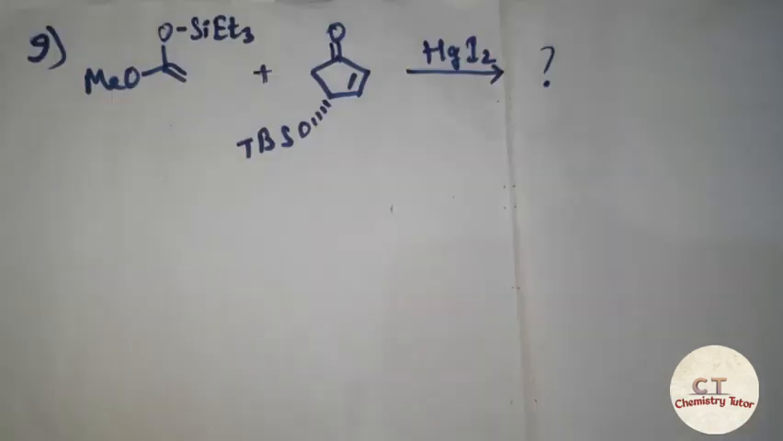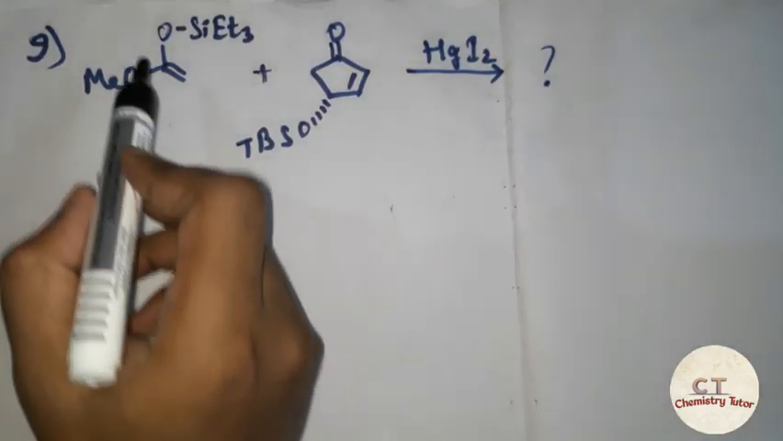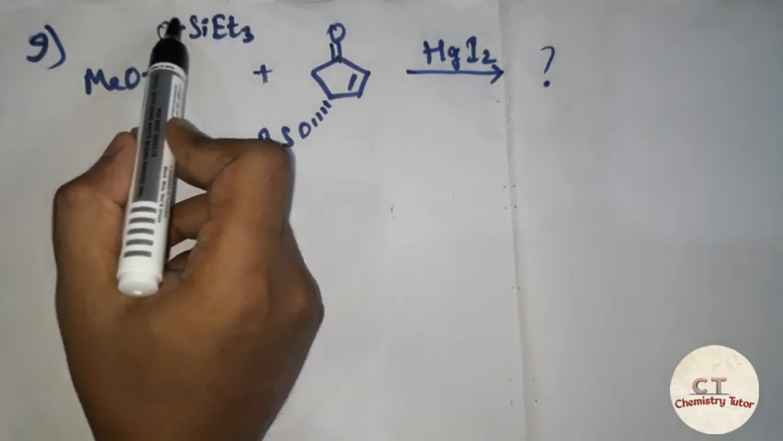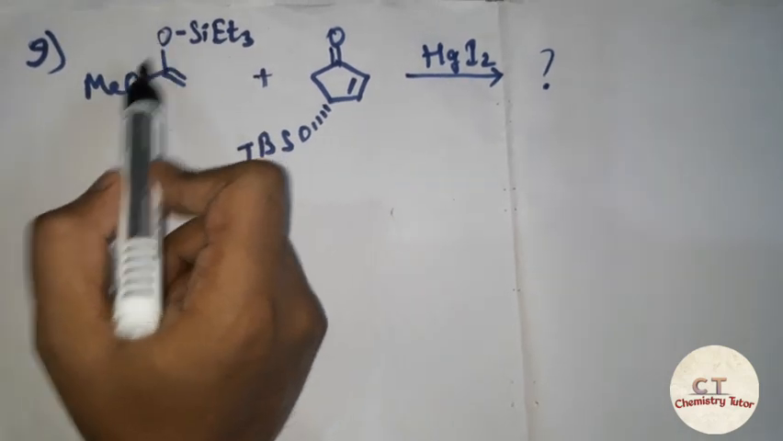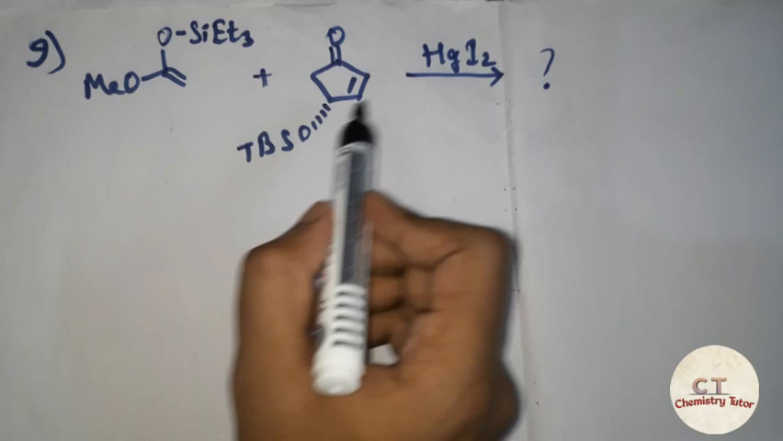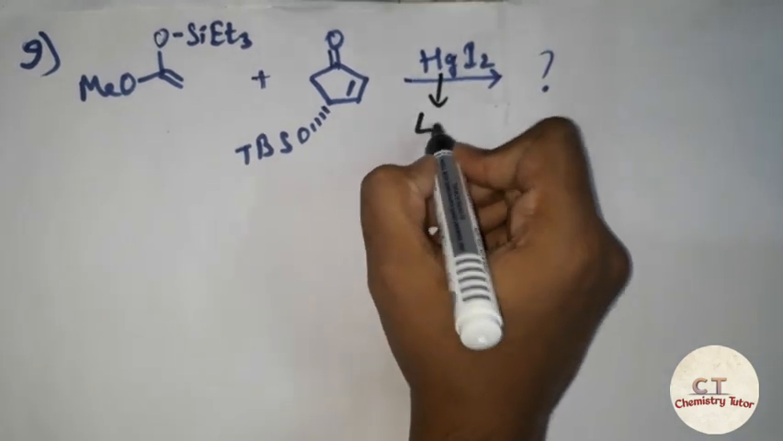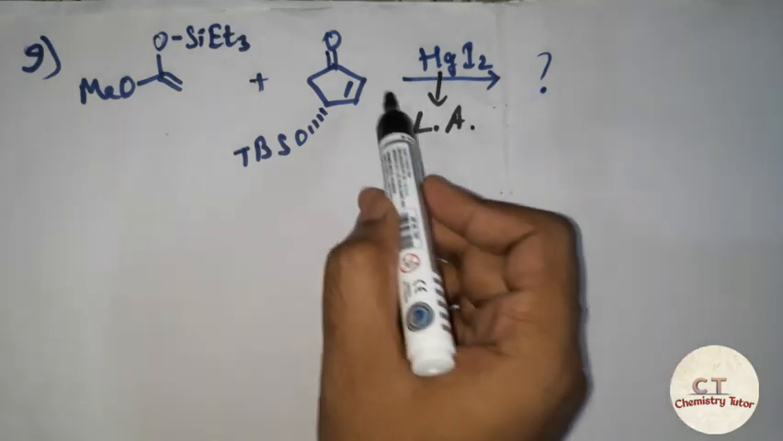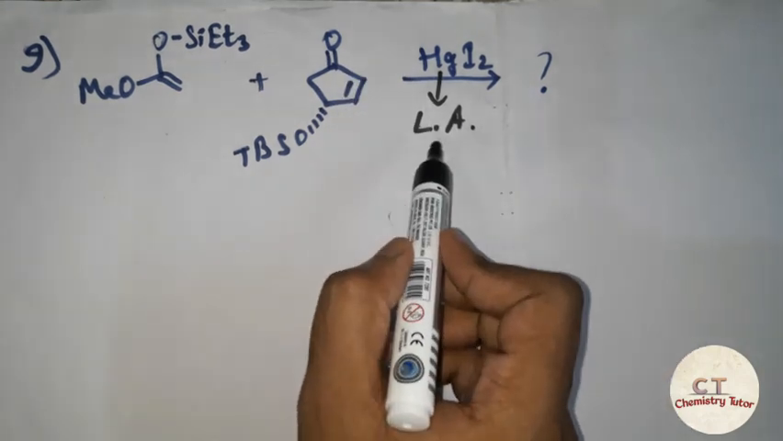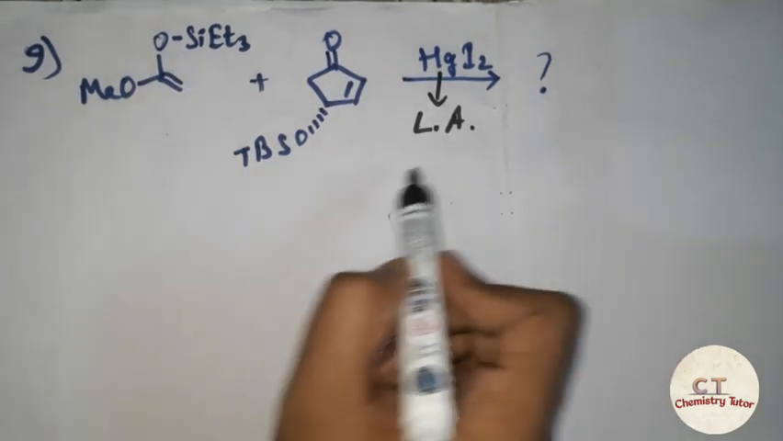Now this is a very good question. Okay, so this one is a silyl enol ether. Now this is mercuric iodide. It is a Lewis acid. Lewis acid undergoes chelation in these cases and also it helps in Michael 1,4 addition.